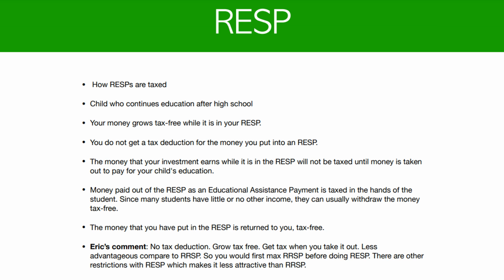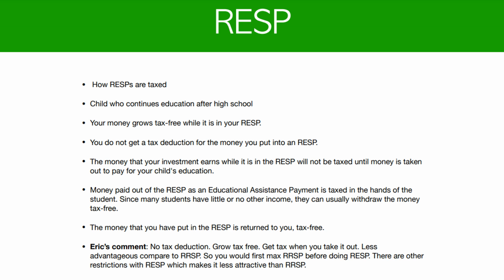For the child who continues education after high school, your money grows tax-free while it is in your RESP account. Now, you do not get a tax deduction for the money you put into an RESP, and the money that your investment earns while it is in an RESP will not get taxed until it is taken out to pay for your children's education. Basically, this is like a hybrid RRSP and TFSA account.